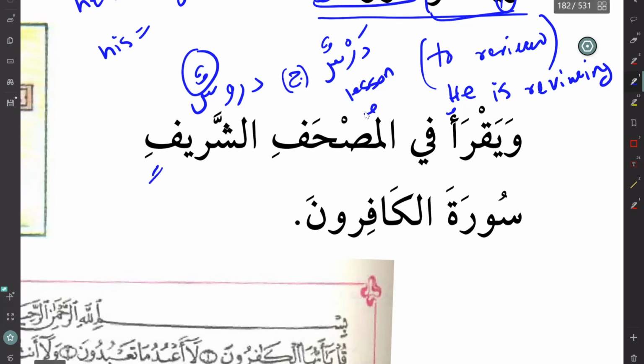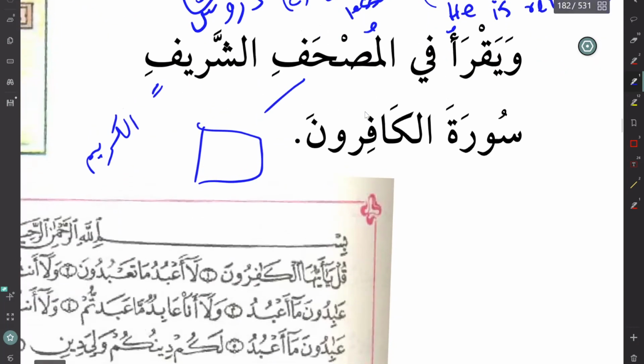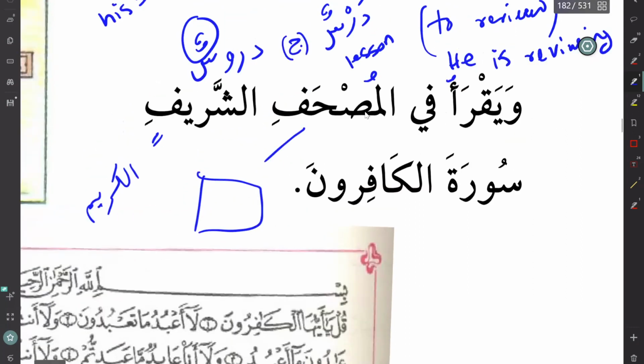Okay, Sharif is almost the same thing as Karim, as in Al-Karim, like noble. Now, he is reading the Mus'haf. You understand Mus'haf? Mus'haf is the Quran book. Okay, the Quran is the words, what's inside the book. The books that we have, the written books, are called Mus'haf. Now, it says Surat al-Kafirun. So it's saying yaqra'u fil mushaf, he's reading in the Quran.